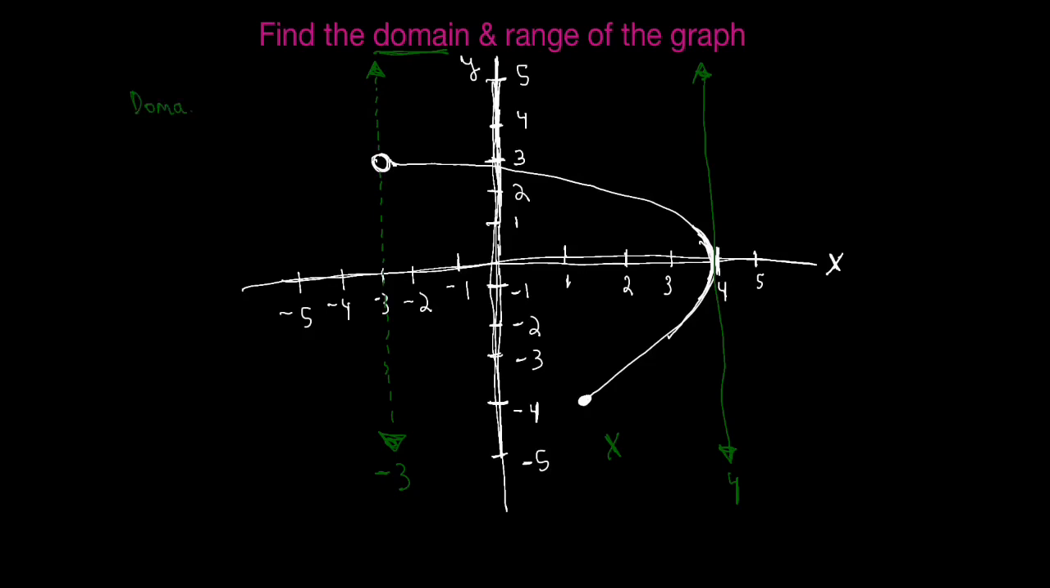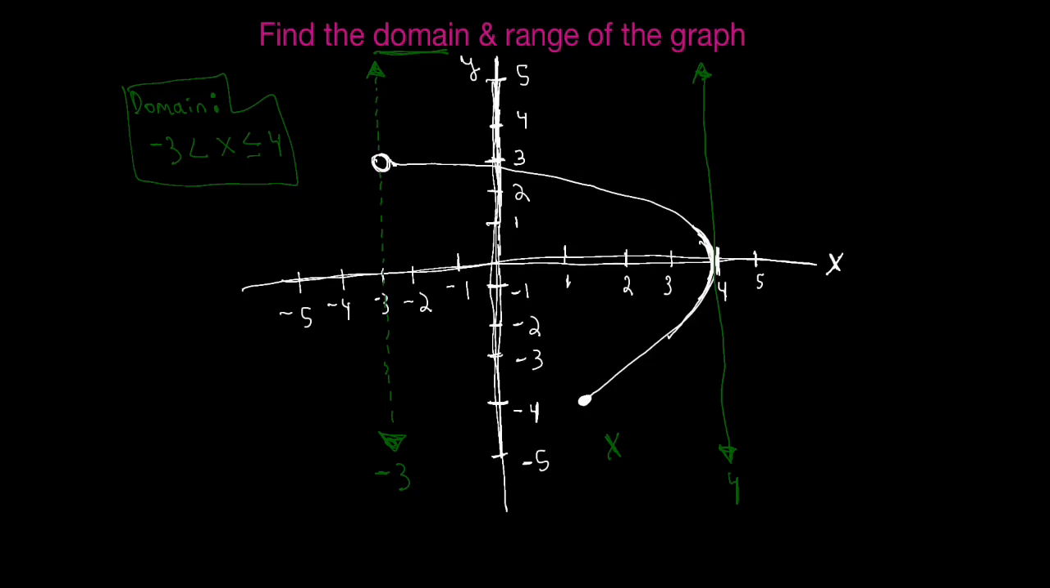The domain of this graph is going to be -3 less than x, and then less than or equal to 4. This less than comes from this open circle, and this less than or equal to comes from the fact that this was closed. So now we're solid with the domain. Now we have to be solid with the range as well.